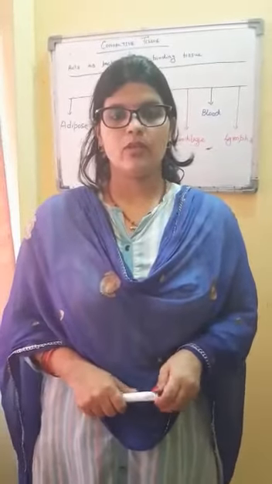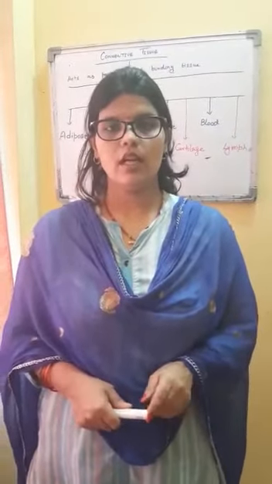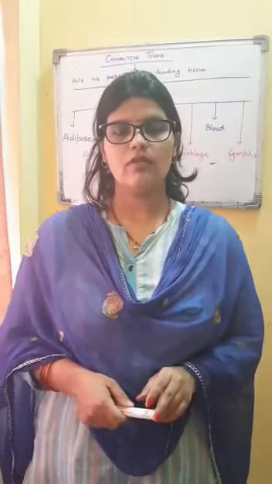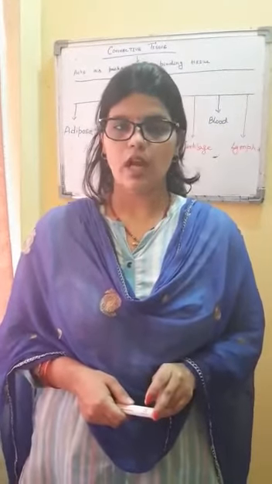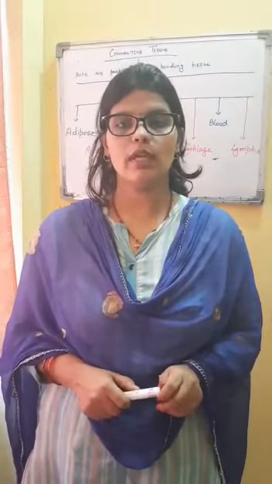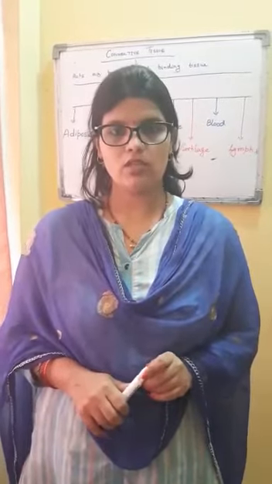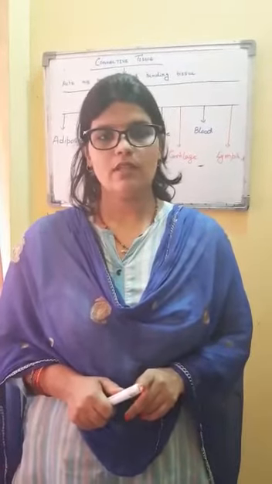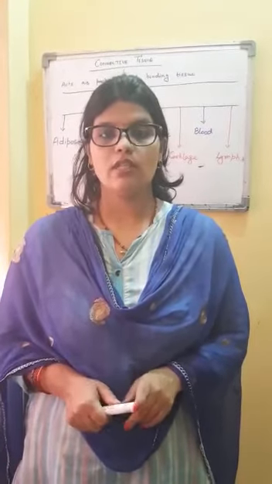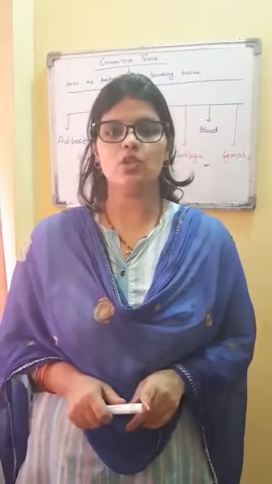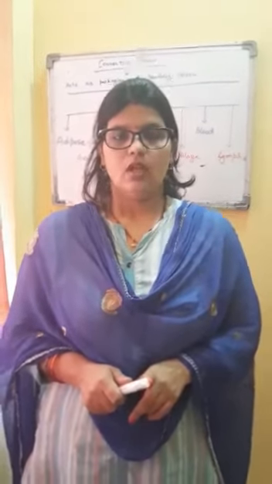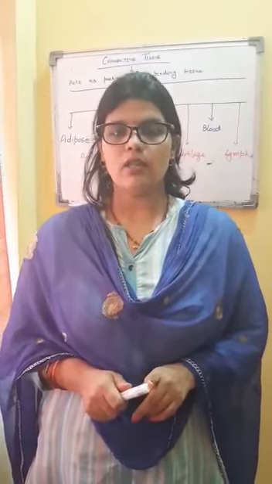Welcome students. Today we are going to study about animal tissue, and in that we will study about connective tissue. In the last video we studied about epithelial tissue. Now we know that animal tissues are grouped in four categories: epithelial tissue, connective tissue, muscular tissue and nervous tissue. We have studied about epithelial tissue, which is basically covering and protecting tissue. We have also studied about the types of epithelial tissue. Today we will be studying about connective tissue.